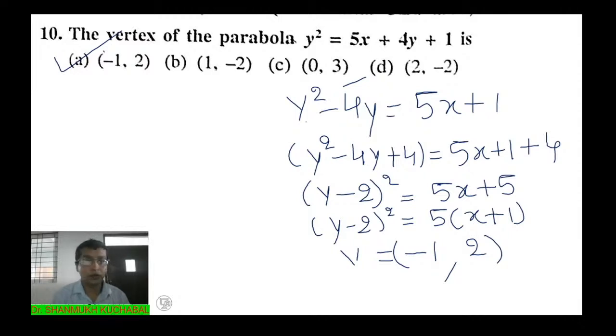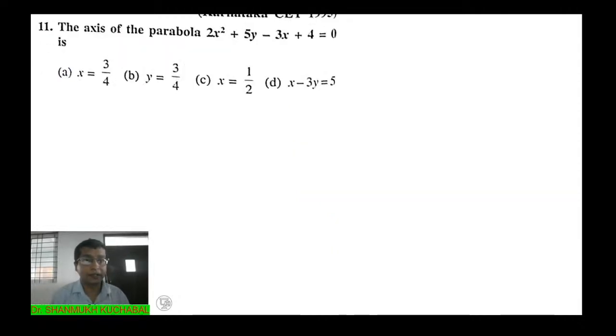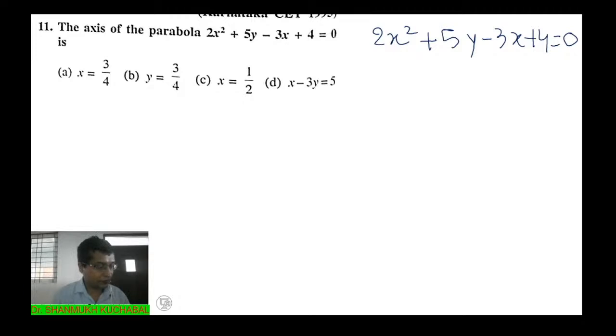Okay, so we'll solve one more example. The axis of the parabola 2x square plus 5y minus 3x plus 4 equal to 0. So we'll use one trick. So the x formula is minus of g by a, and in this example, comparing with the standard result, we get g equal to minus 3 by 2 as a solution.